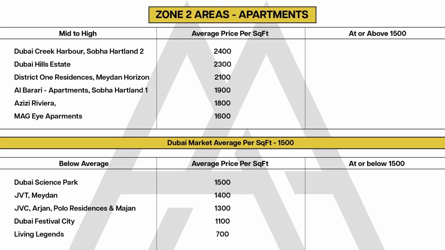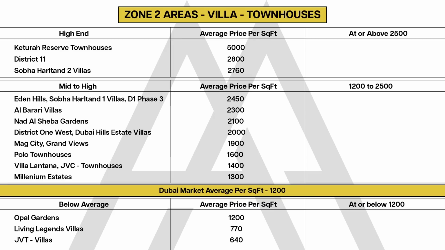Again, first I will cover the apartments category in Zone 2 and then the villa category. We will move in the order of pricing, starting from the most expensive to the least expensive areas on price per square foot in this zone.